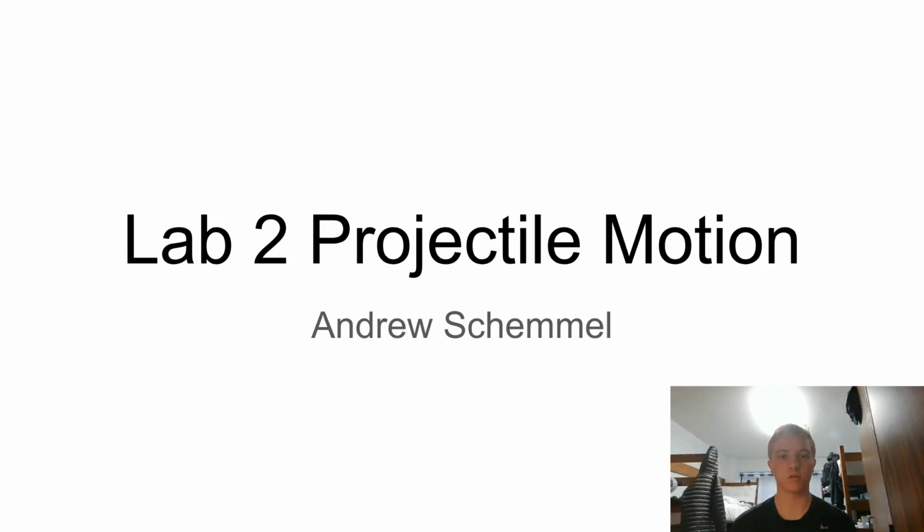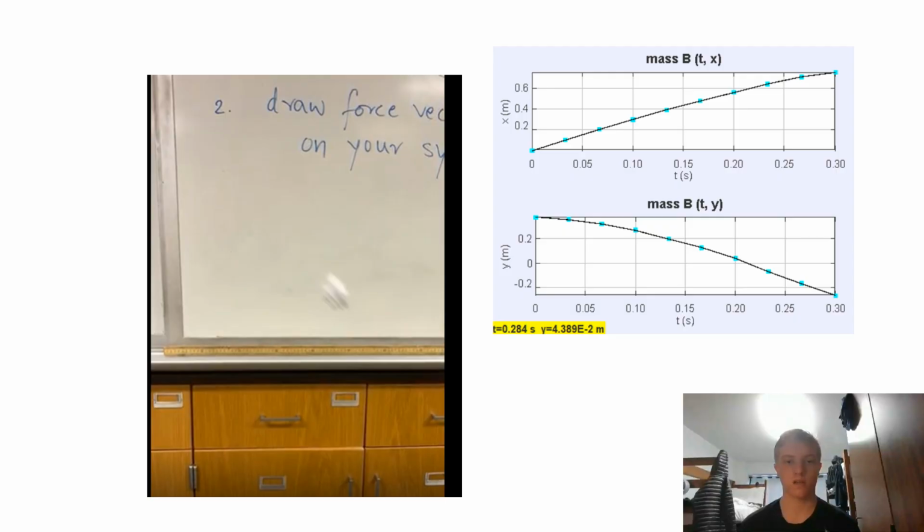This is my Lab 2 Projectile Motion lab report. The object used in this experiment was a paper ball with a mass of 0.0046 kilograms. The object was thrown from a height of roughly a little over 1 meter above the floor.